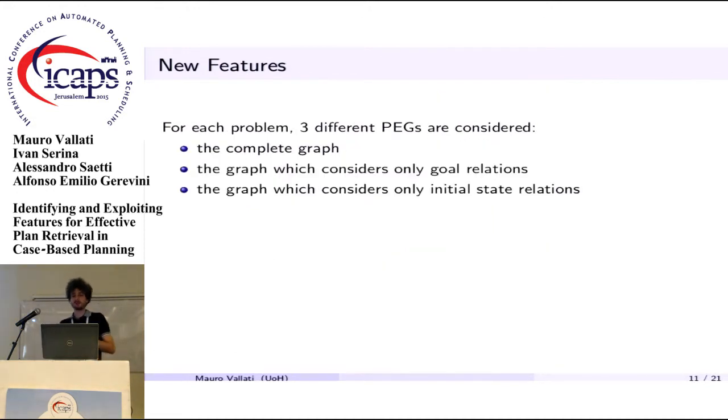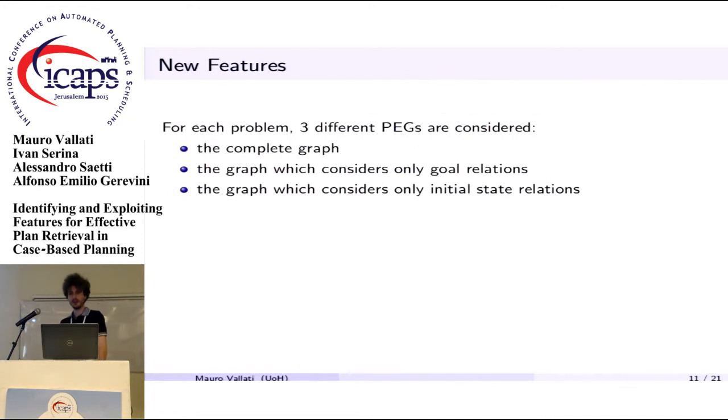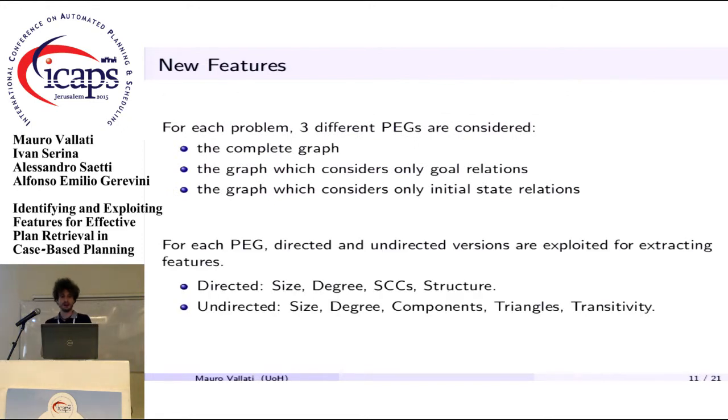For each problem, 3 different of these graphs are considered. The complete graph, which is this one, then the graph which describes the relations of the goal, which is only the upper part, and then the one which describes the relations of the initial state, which is the lower part. And from these 3 graphs, we consider 2 different versions, the directed version and the undirected version. So basically, you are considering or not the direction of the arcs.